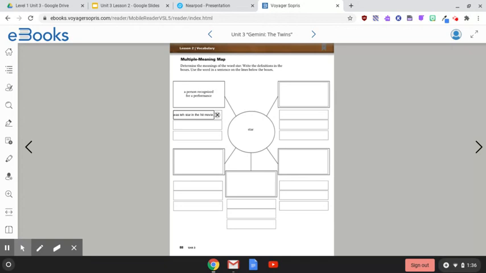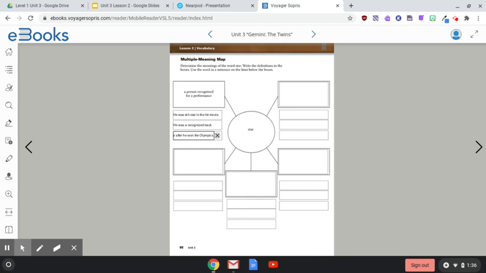What if I say, he was a recognized track star after he won the Olympics? Could that be the same meaning? Now I want you to go ahead and write down those two example sentences as well.